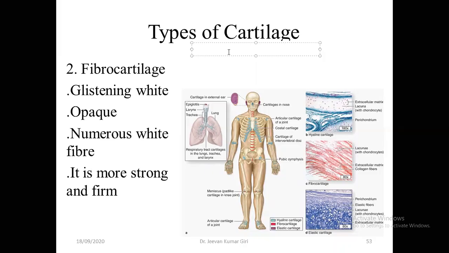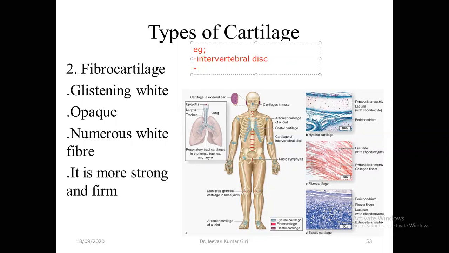Now see here, examples of fibrocartilage. The intervertebral disc. That is an example of fibrocartilage. You can see this red color cartilage in between the two vertebrae. So they are the intervertebral disc. You can see them from the cervical region to the lumbar region. So this is the intervertebral disc.